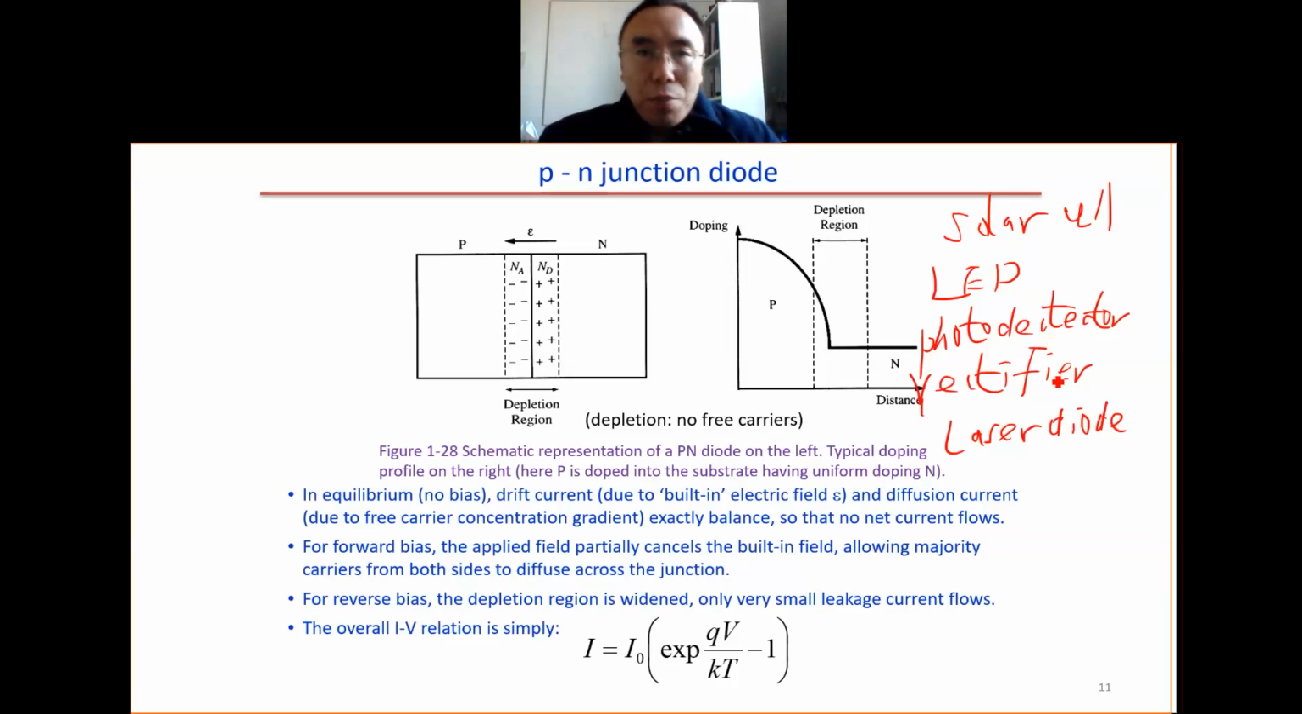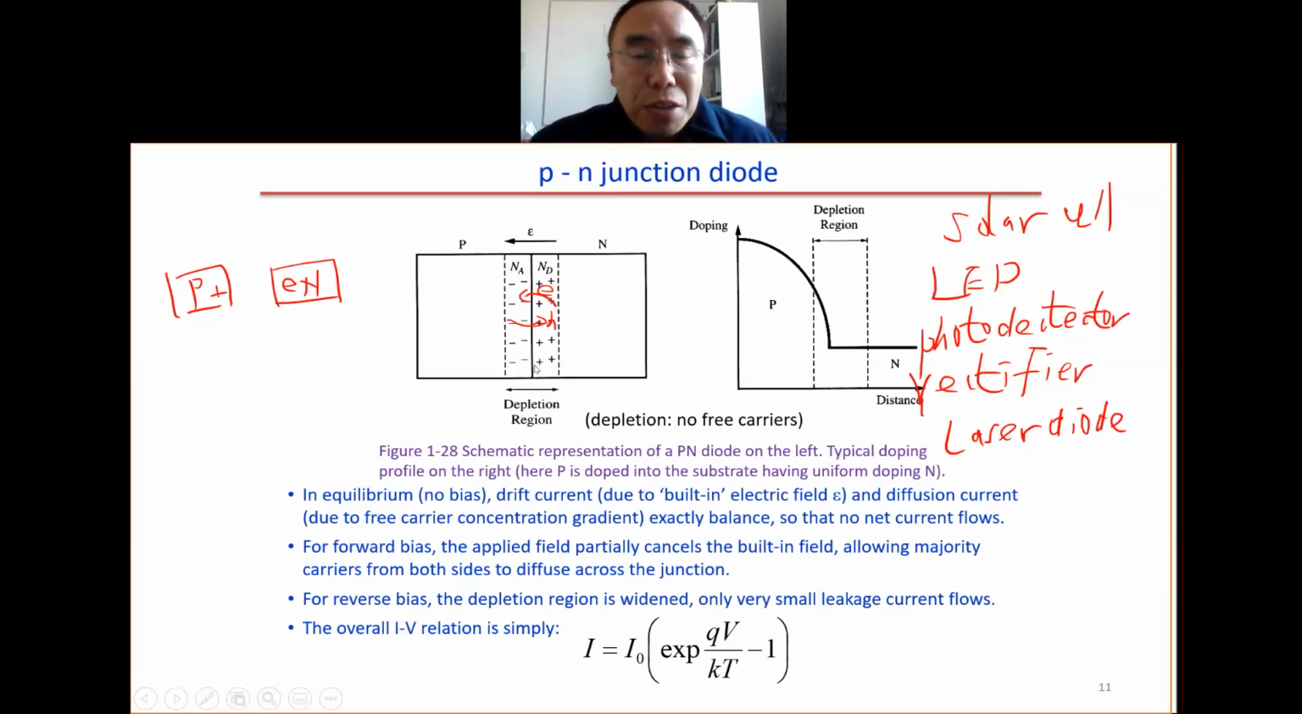For the PN junction, you can see we have the N semiconductor and the P semiconductor. This is the P, this is N. If we bring them together, this side has a lot of holes and this side has a lot of electrons. When they come together, electrons will move to the left and holes will move to the right. In the end, we have something called a depletion region. That means there are no free carriers in this region.